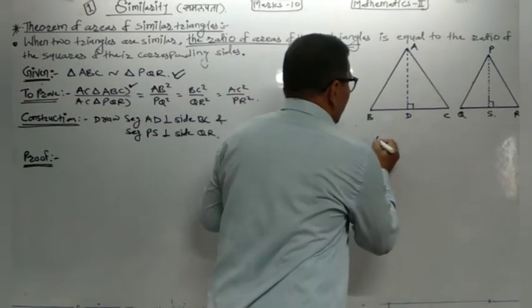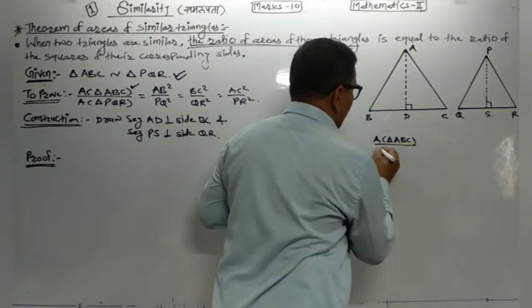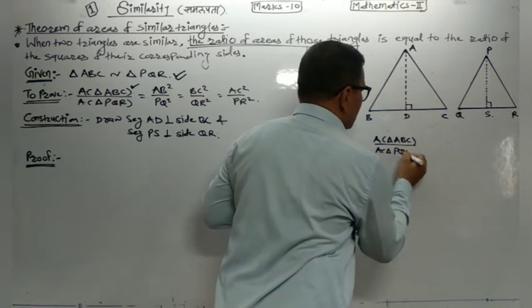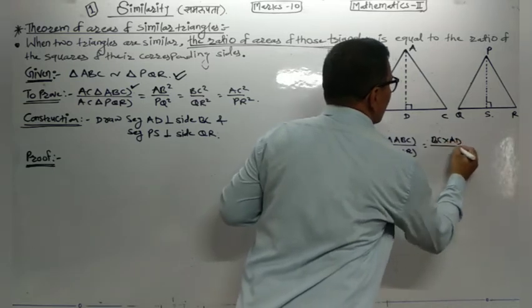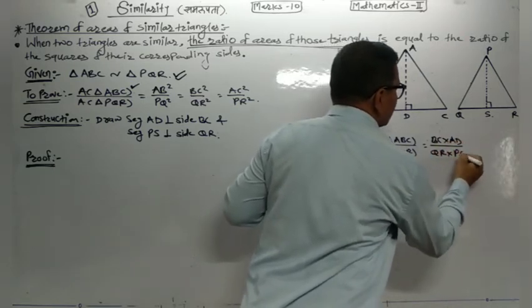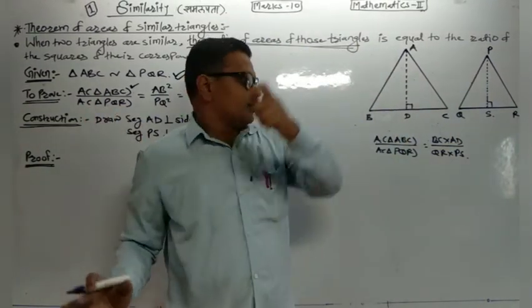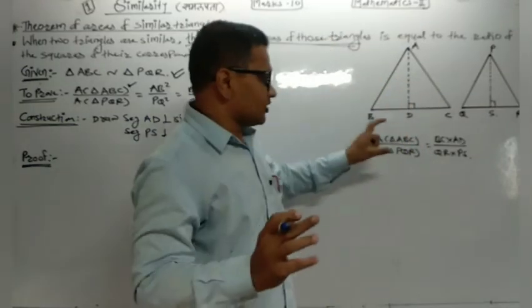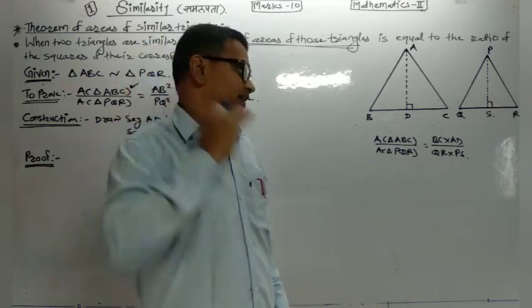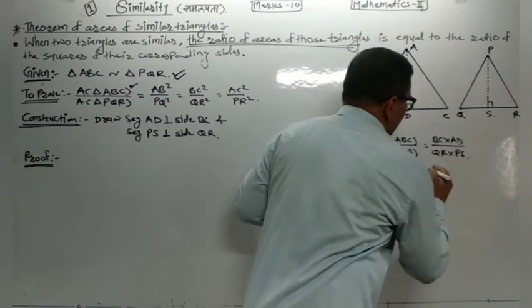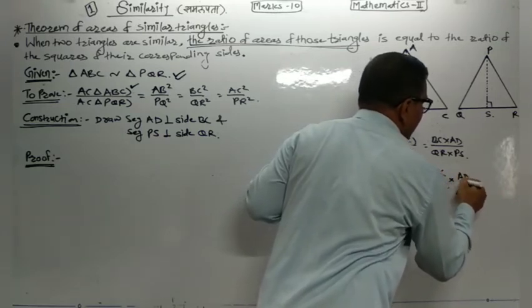Now I can write here: area of triangle ABC divided by area of triangle PQR equal to BC into AD divided by QR into PS. These are two triangles having different bases and different heights. If the bases and heights of two triangles are different, then the ratio of areas of those triangles is equal to the ratio of the product of their bases and corresponding heights. This statement we can write like this: BC by QR into AD by PS.